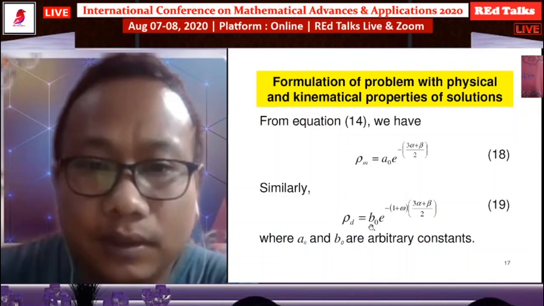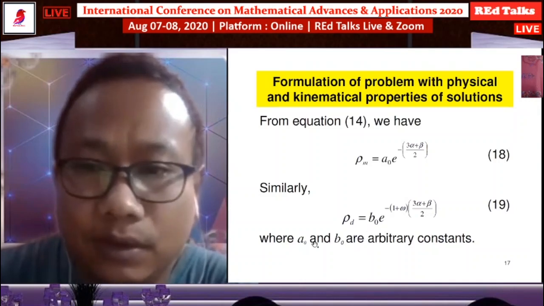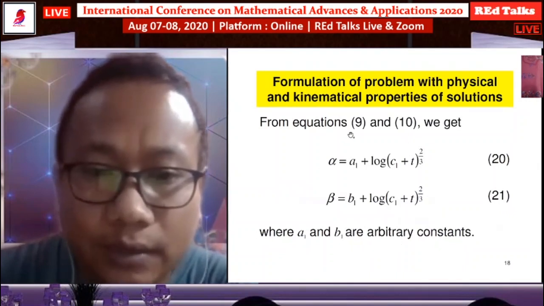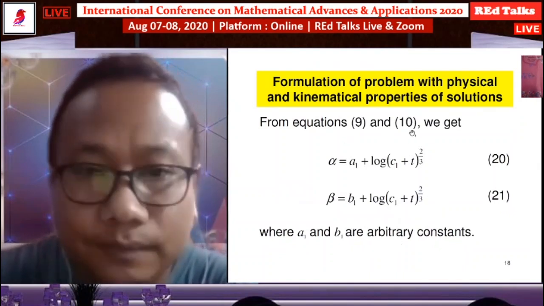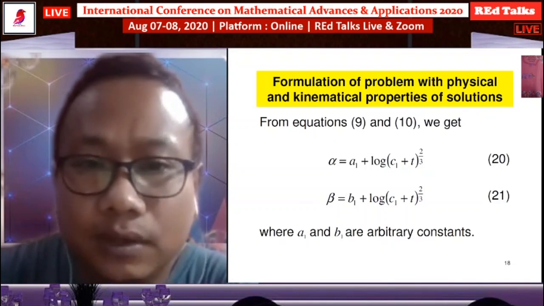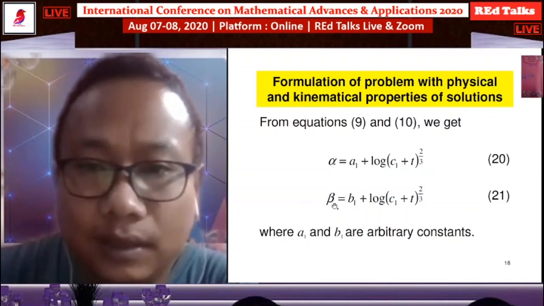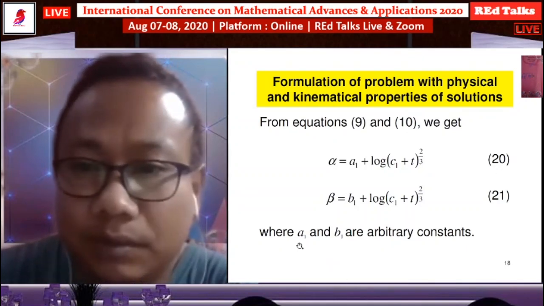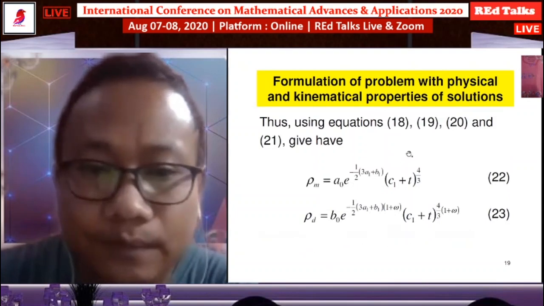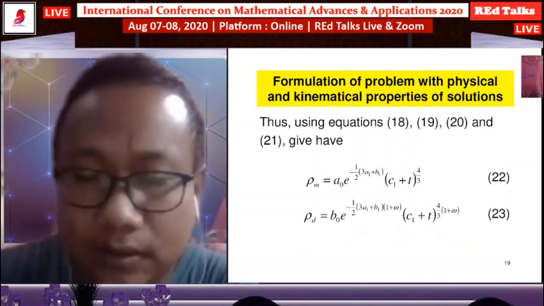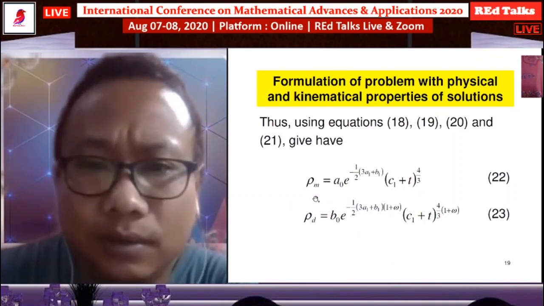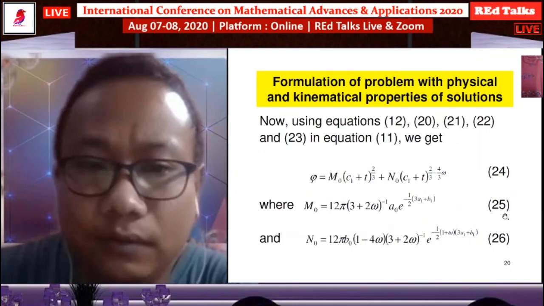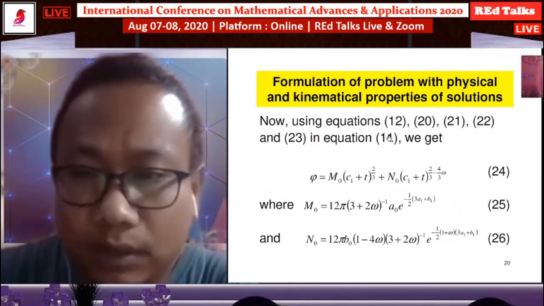Next, from equation number 14, omega m will be given by equation number 18, omega d will be given by equation number 19, where a naught and b naught are arbitrary constants. So from equation number 9 and 10, we have alpha and beta, which are given by equation number 20 and 21, where a1 and b1 are arbitrary constants. So using equation number 18, 19, 20, and 21, we have the values of rho m and rho d, which are given by equation number 22 and equation number 23.